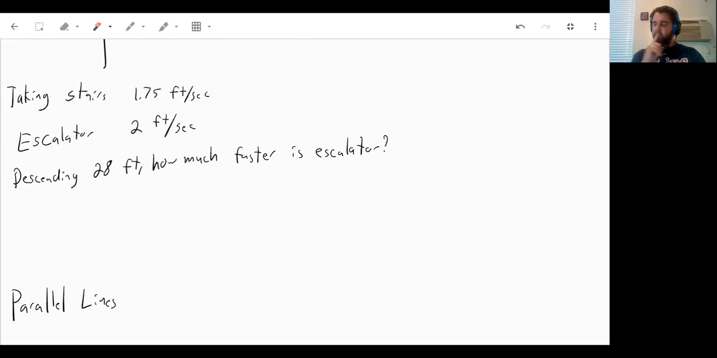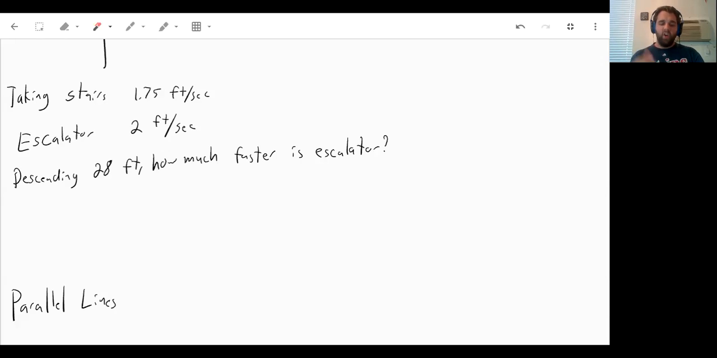Well, there's a couple ways you can think about this one. The main thing is you just have to recognize, oh, we have to go down some distance, and that's going to equal our speed, or our rate, times our time, which is distance equals rate times time. That's that distance formula we've used before. So in this case, we need to descend 28 feet, and our rate with taking the stairs is a negative 1.75 because we're going down, so it's a negative slope, feet per second.